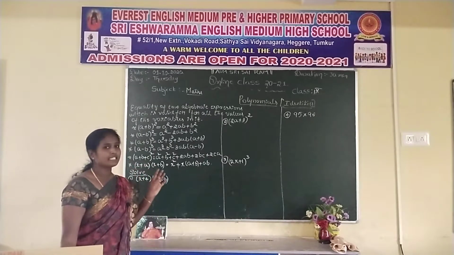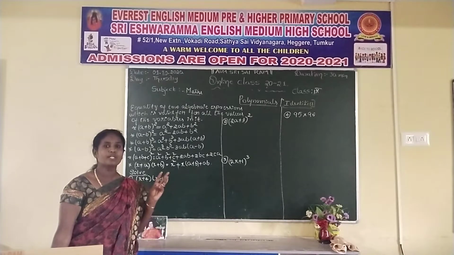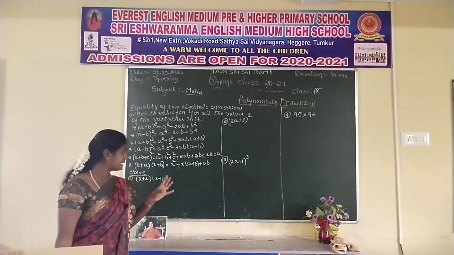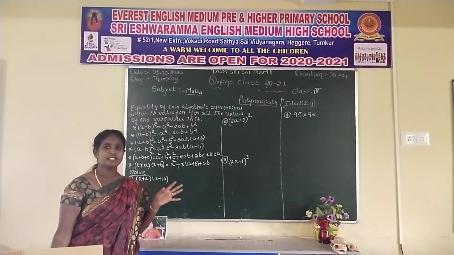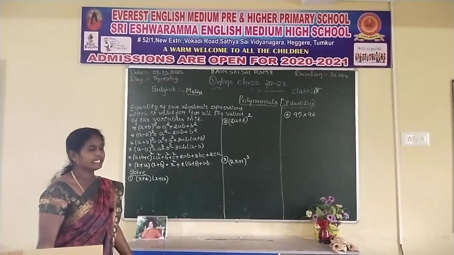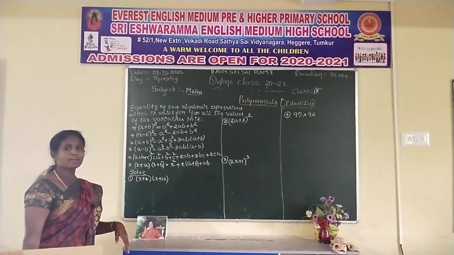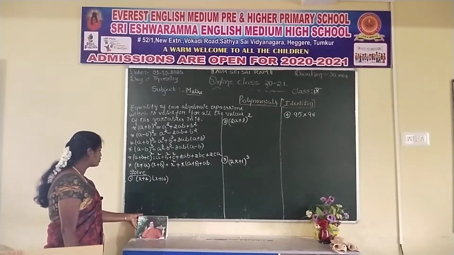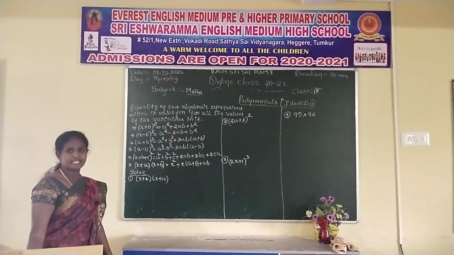The fifth identity is (a plus b plus c) whole square is equal to a square plus b square plus c square plus 2ab plus 2bc plus 2ca. The sixth identity is (x plus a) into (x plus b) is equal to x square plus x into (a plus b) plus ab. On the basis of these identities, we'll do some problems. The first question is (x plus 4) into (x plus 10).